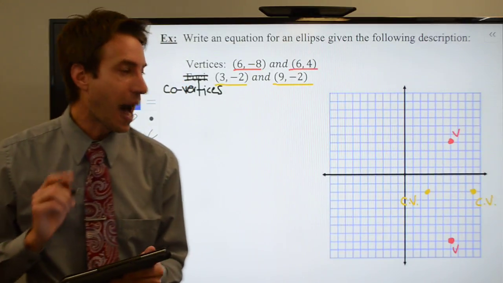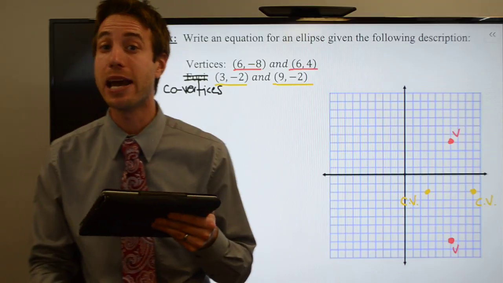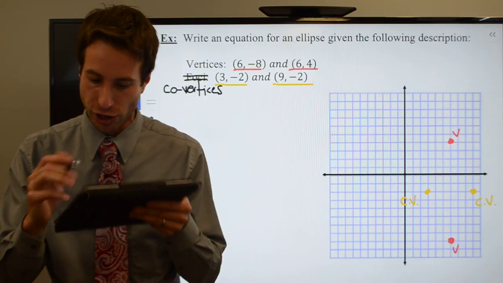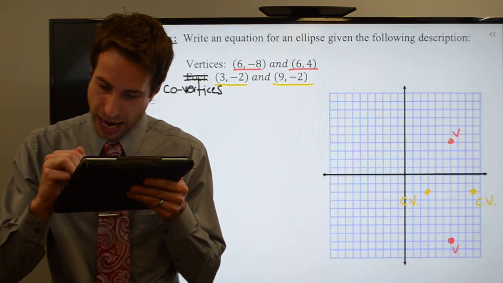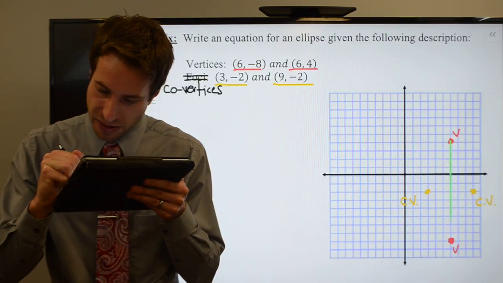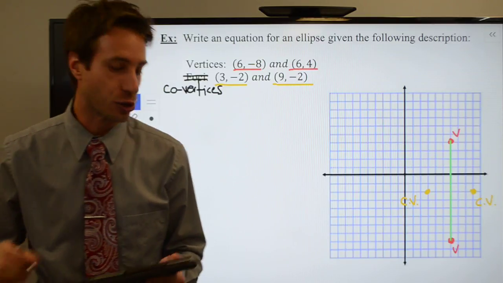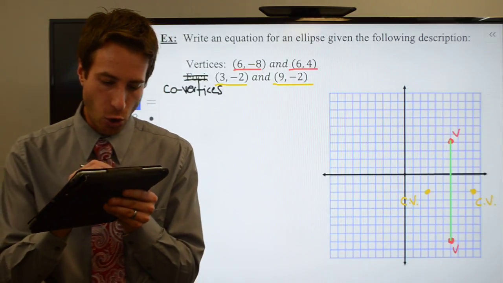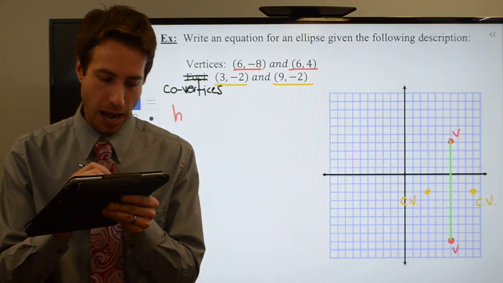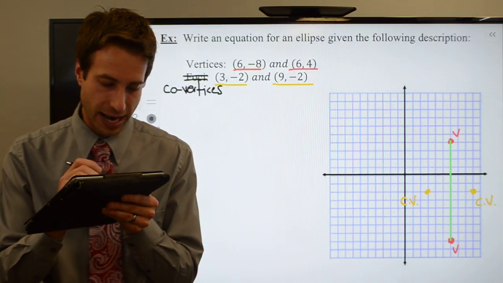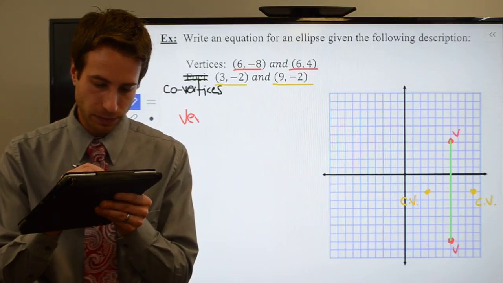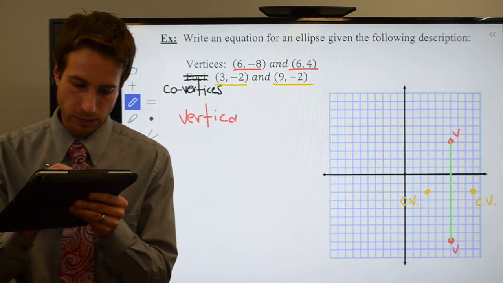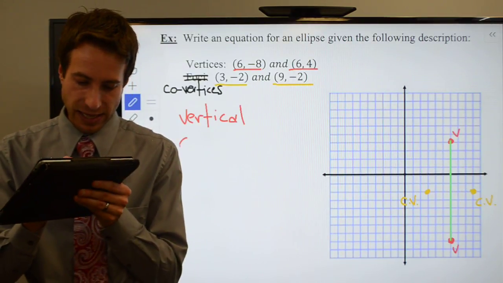Okay, so here we go. I know the vertices are the endpoints of the major axis. So my major axis runs right there, which now tells me that I am oriented vertically. My major axis is vertical. And now I need to find my center.